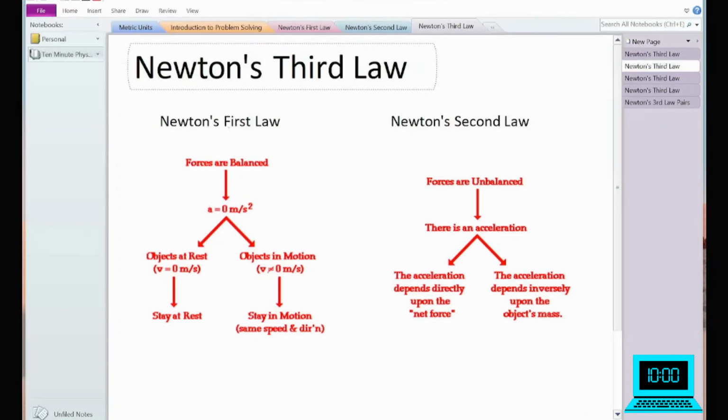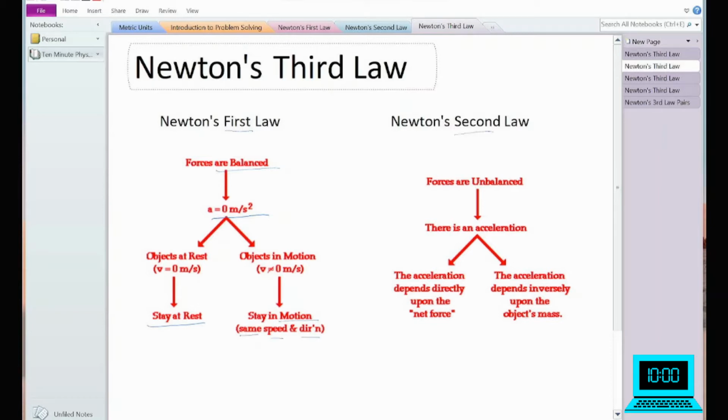With Newton's first law, we are concerned about what happens when the forces are balanced. When the forces are balanced, you have two results. There is going to be no acceleration, but you have two things that can happen. That object is either going to stay at rest or it's going to stay in motion, and it's going to have the same speed and direction.